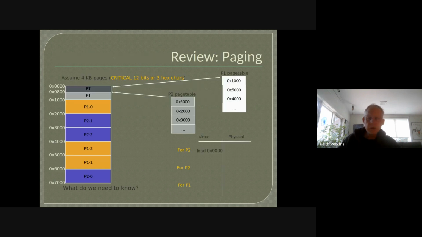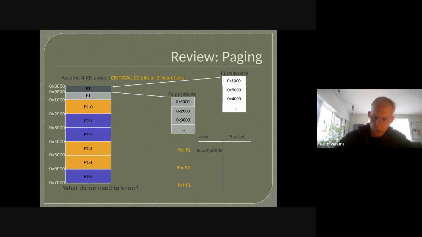So let's start. We'll review paging. So here is a paging system, and I have two page tables that are in memory. And I'm going to start looking some stuff up. You can see that I'm assuming 4K pages, which means that I need 12 bits for the offset or 3 hex characters.